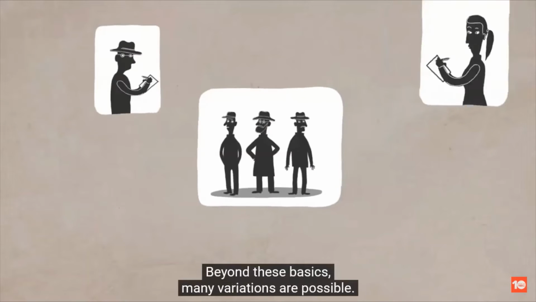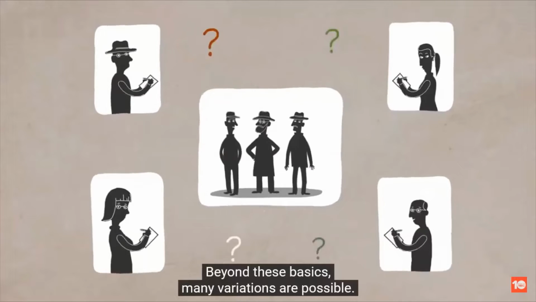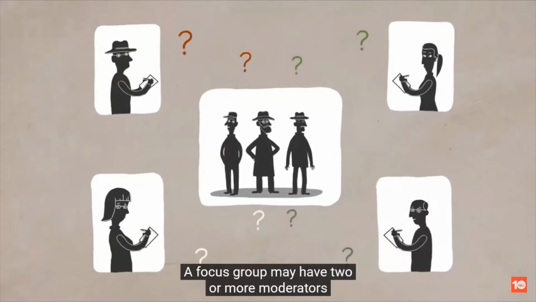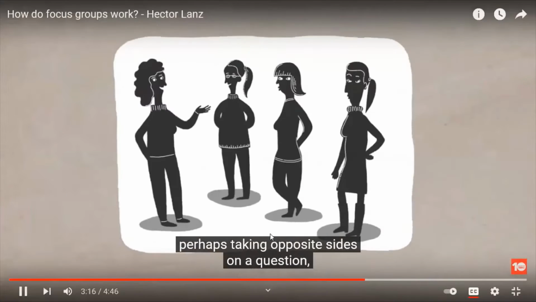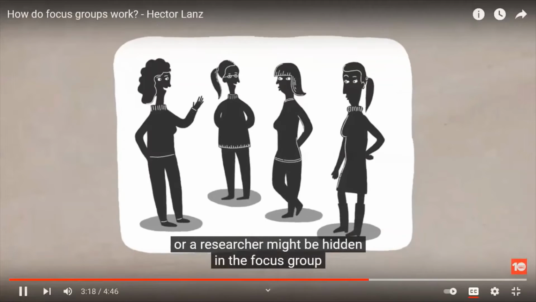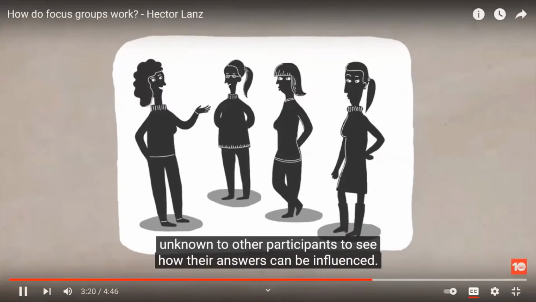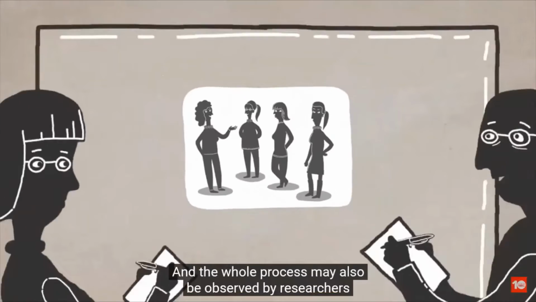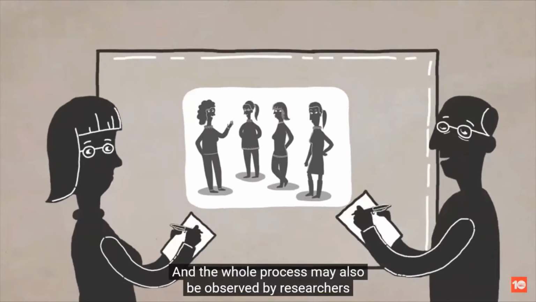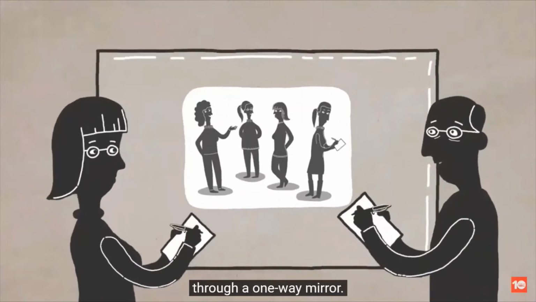Beyond these basics, many variations are possible. A focus group may have 2 or more moderators, perhaps taking opposite sides on a question. Or a researcher might be hidden in the focus group, unknown to other participants, to see how their answers can be influenced. And the whole process may also be observed by researchers through a one-way mirror.